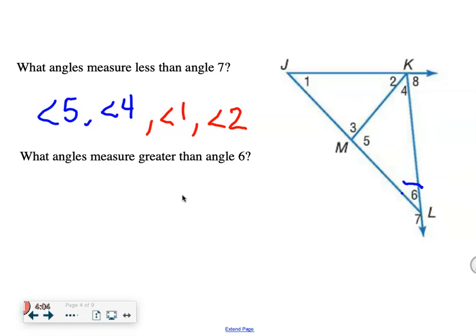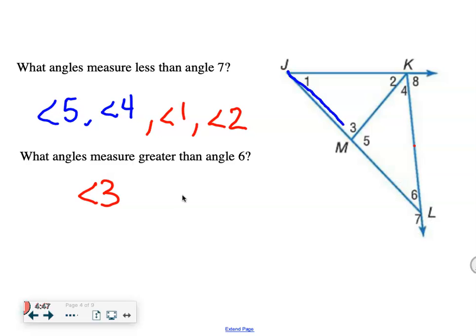Okay, what angle's measure is greater than 6? Here's 6. I want one that's bigger than 6. There's 2 for sure that we know. Okay, let's look at the small triangle. What's the exterior angle of that red triangle? It's 3. Because 4 plus 6 is 3, so I know 3's bigger.